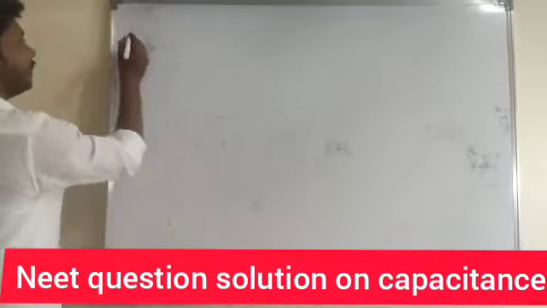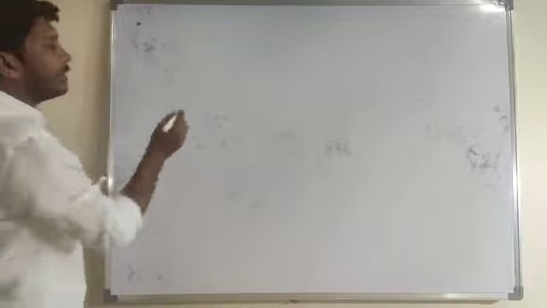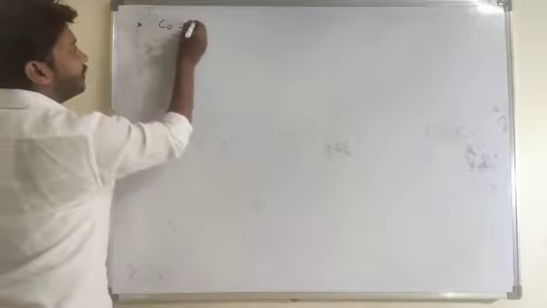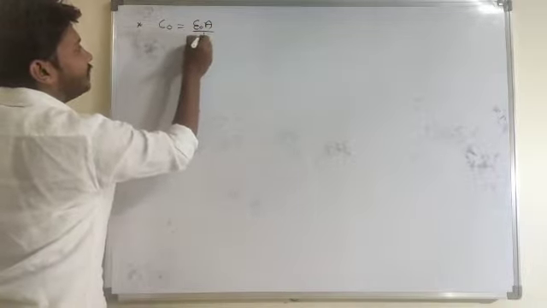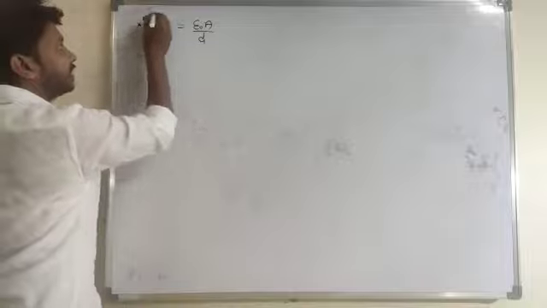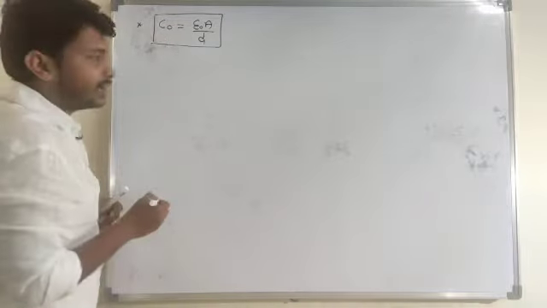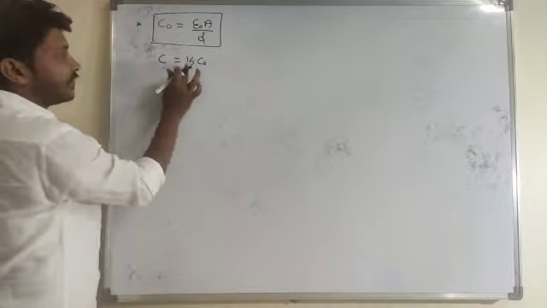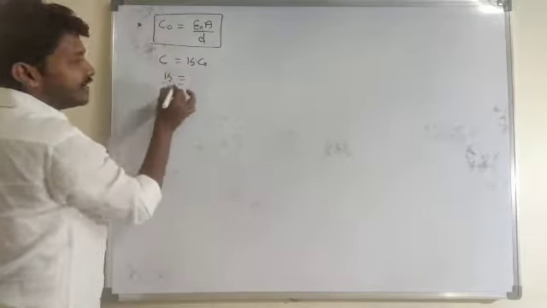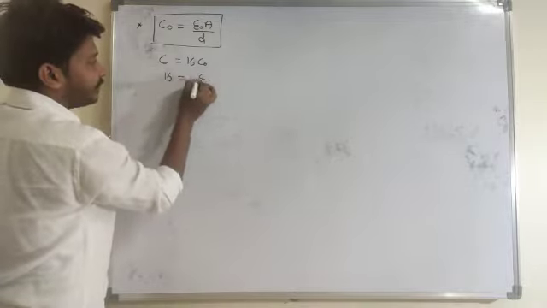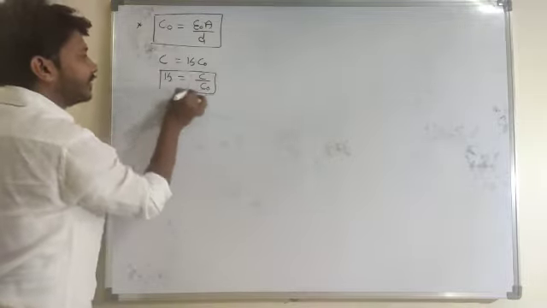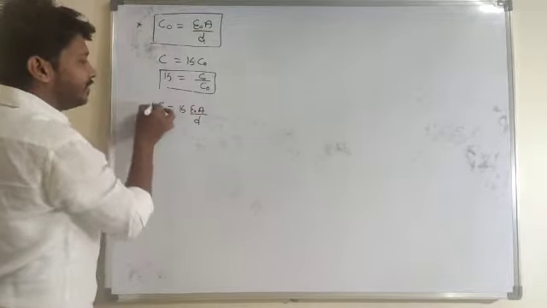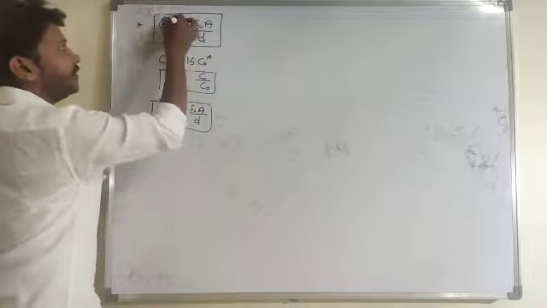So let me recall the formulas here. The capacitance of a parallel plate capacitor without dielectrics, or with air as the dielectric, is C naught equals epsilon naught into A divided by d. In the presence of a dielectric, C is equal to K into C naught, where K is the dielectric constant, whose value is C divided by C naught, or C is equal to K into epsilon naught into A divided by d. Why? Because the C naught value is this much.